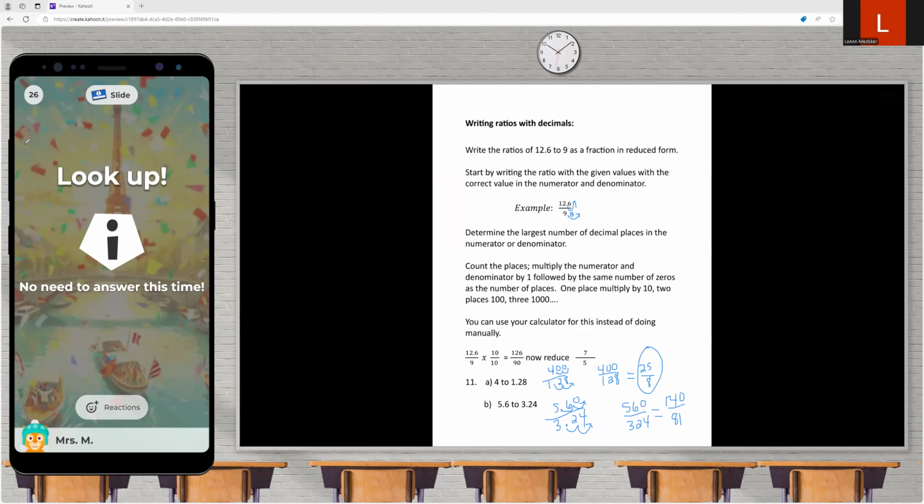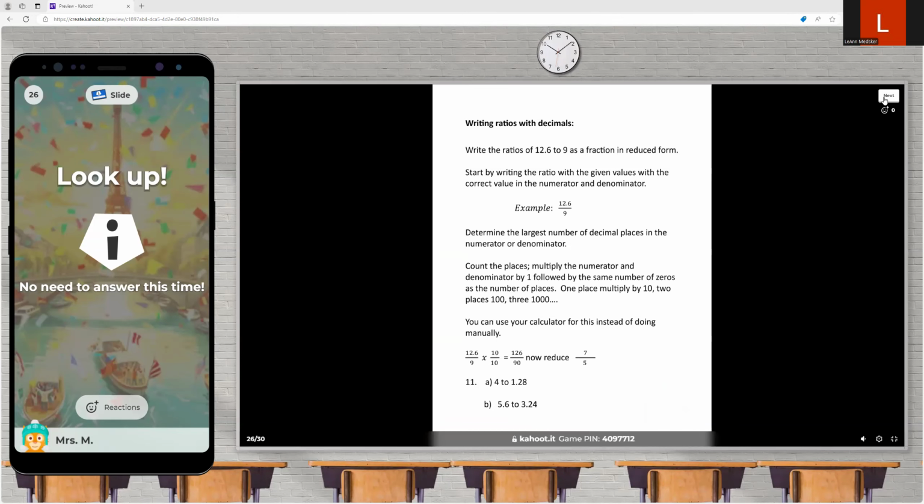81 is divisible by 3 and 27. So 140 divisible by 27 does not work. 140 divisible by 3 does not work. 81 is also divisible by 9. It's 9 times 9. So 140 divided by 9 is not working either. So we don't get even answers, so they're not divisible. So this is as far as this one can go. So that's something you really want to practice with your calculators, making sure you know how to reduce fractions.